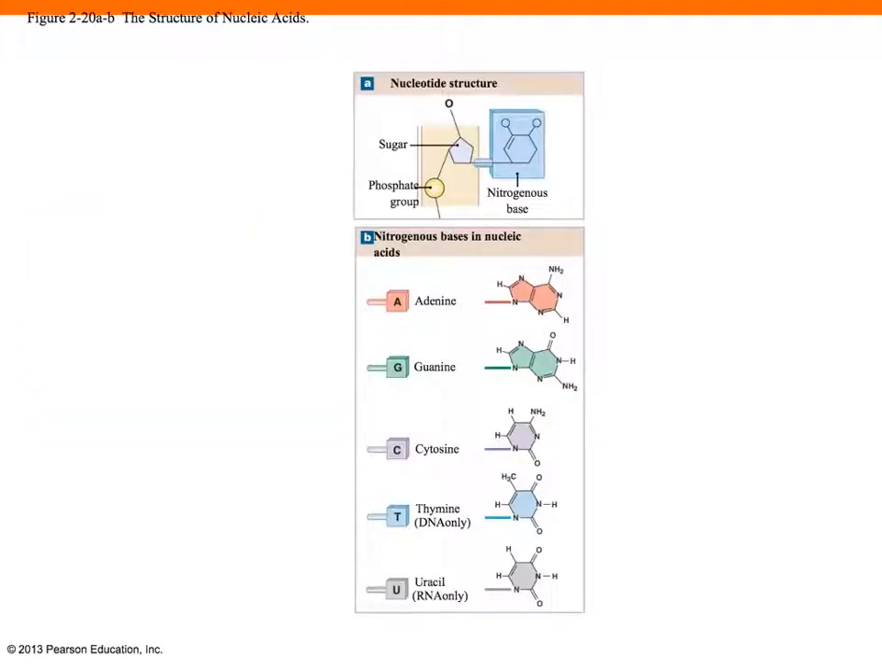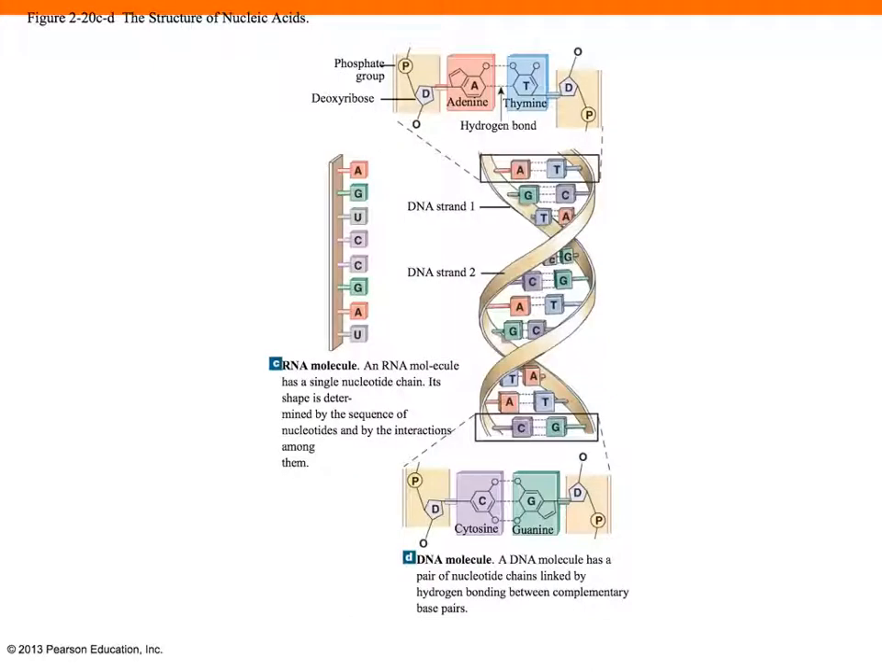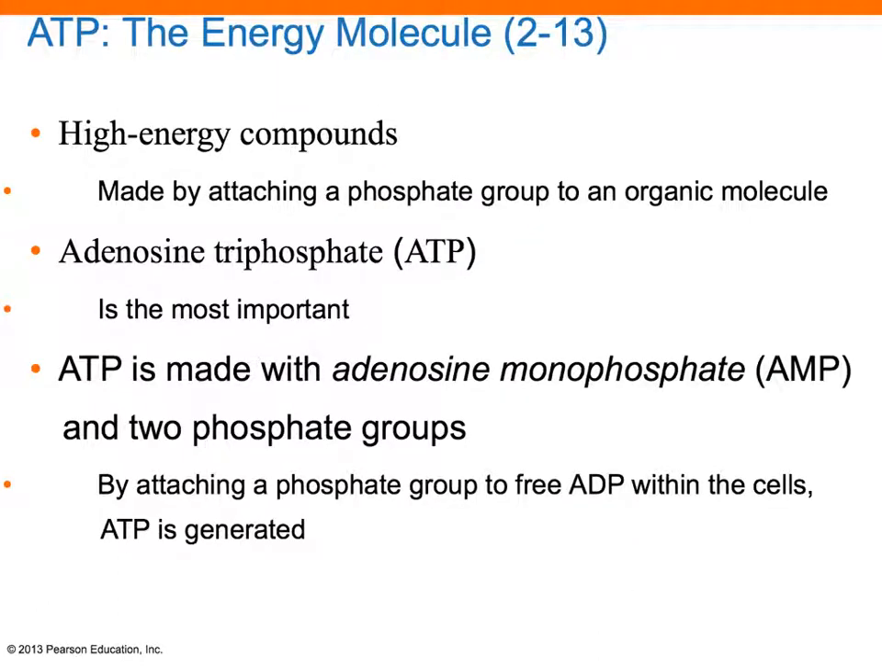Here it shows you the nucleotide structure and the nitrogen bases. This shows you the double-stranded or double helix of DNA and the pairing rule A with T and C with G. Now we move on to ATP, the high-energy molecule.